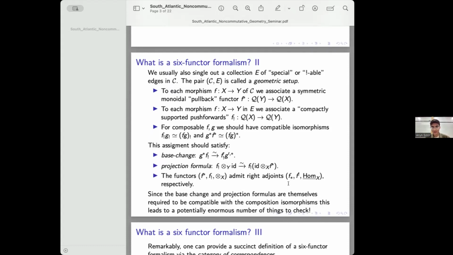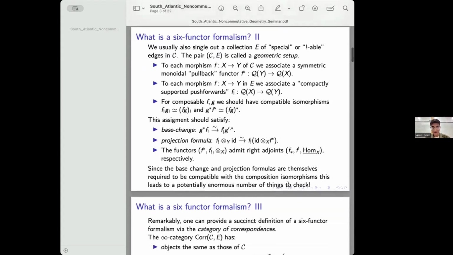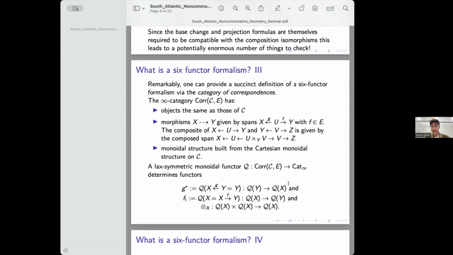But in order to construct this, there's actually an enormous number of compatibilities which have to be checked. So the base change and projection formulas themselves have to be compatible with these composition isomorphisms, which are all data. And this leads to a potentially enormous number of things to check. So to formulate what a six-functor formalism is, is a priori something highly non-trivial and difficult, which makes it remarkable that in recent years mathematicians have been able to provide a succinct definition.